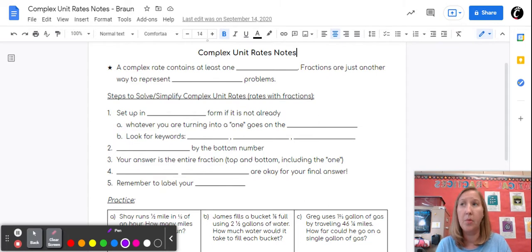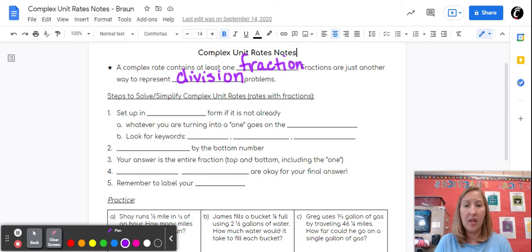rates. And remember, with complex ratios, that means, or a complex rate means it contains at least one fraction. We want to remember fractions are just another way to represent division problems. So that fraction bar actually means division. It means we divide.